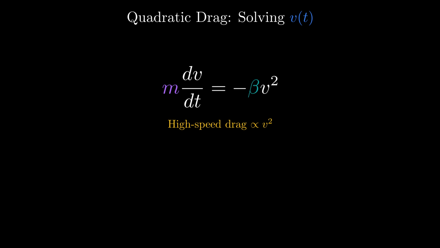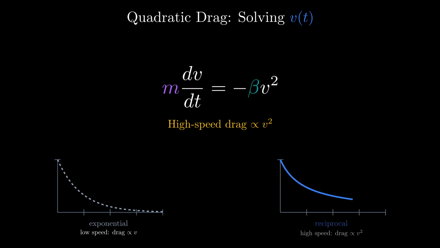Fire a fast projectile through air or water, and the fluid pushes back with a force that grows as the square of the speed. That one fact changes how the object slows. At low speed, drag is proportional to velocity, and the speed dies away exponentially. At high speed, drag grows as velocity squared, and the answer is completely different. We will solve for the velocity over time and watch it fade not exponentially, but as a long reciprocal tail.